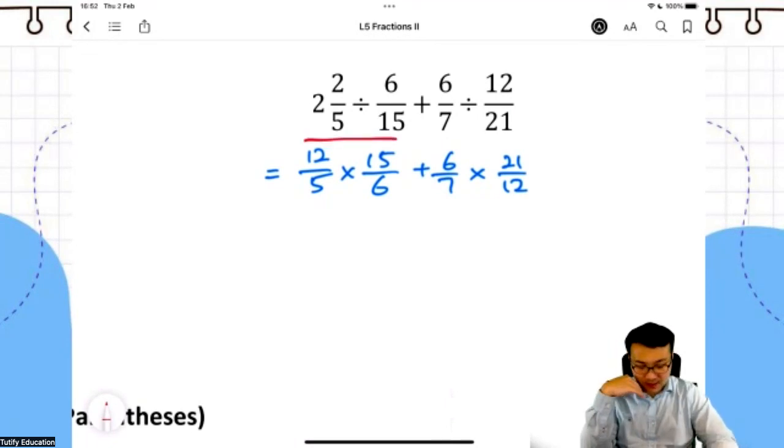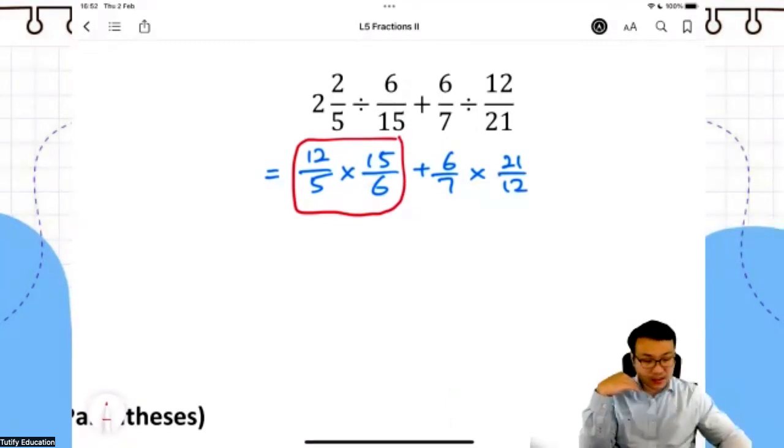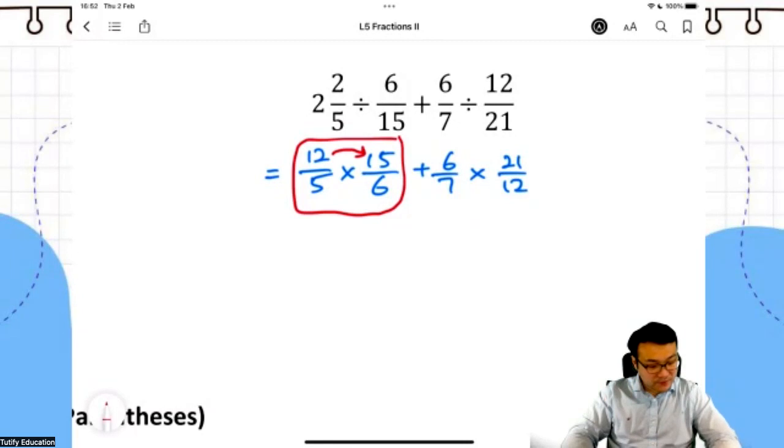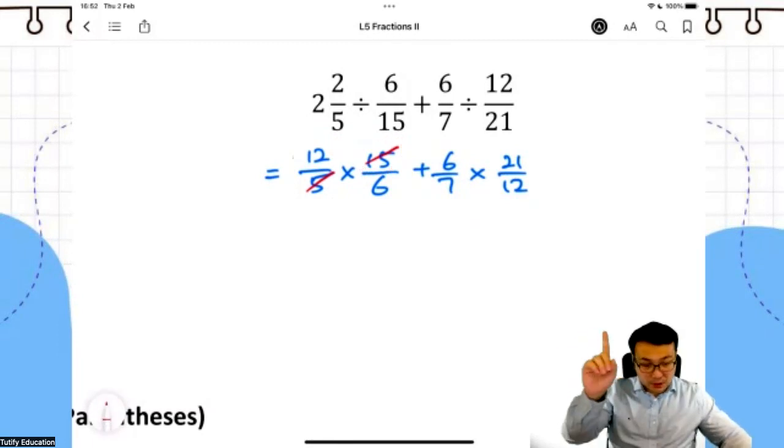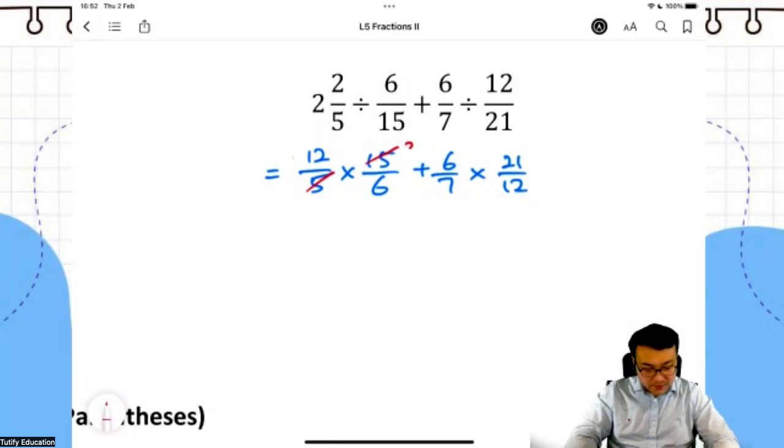So let's look at this first. Can you simplify this before you multiply? Because if I'm going to multiply 12 times 15, it's going to be a very big number. So 15, if the 15 you change it to 3, and the 5 you change it to 1. Good. Okay, students, we focus on these two numbers and we realize that both of them can be divided by 5. So we are going to divide them by 5. 15 divided by 5 is 3. 5 divided by 5 is 1.